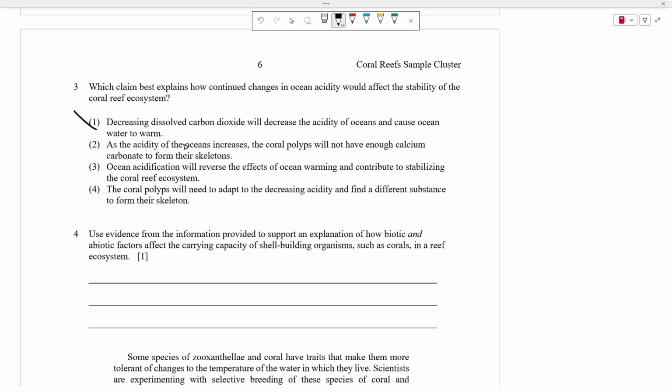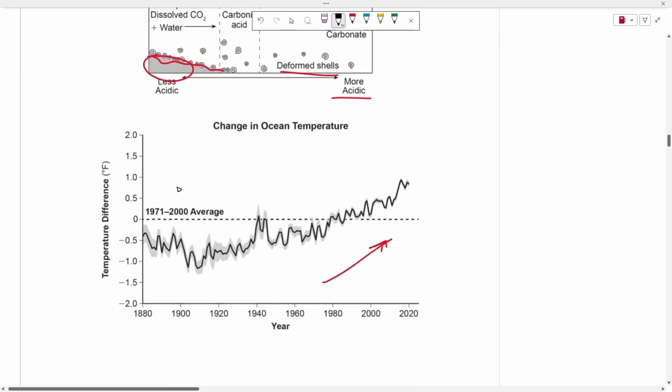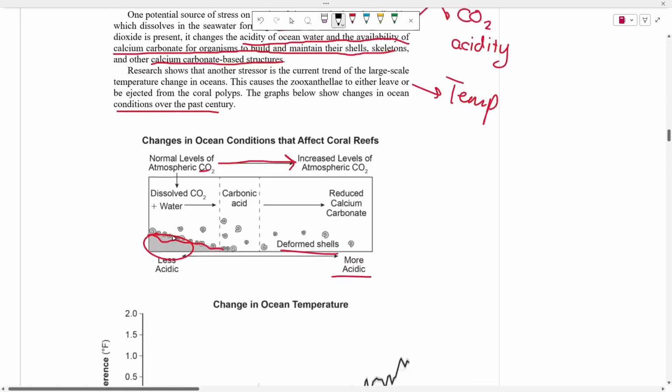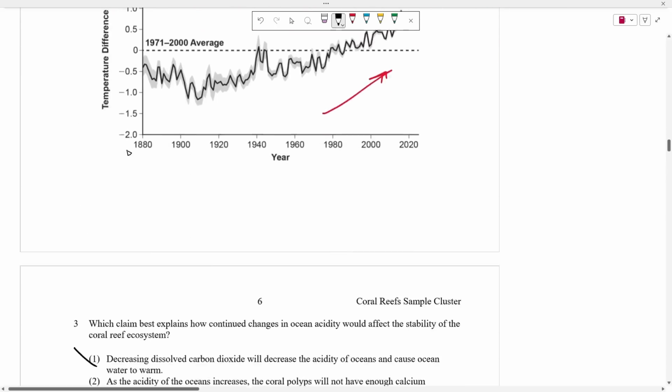That's false. The temperature of the ocean water and the acidity of the ocean water are two separate factors, right? They're not related to one another. If they were related, the passage would have said so. The passage never said that, so we can't assume that.